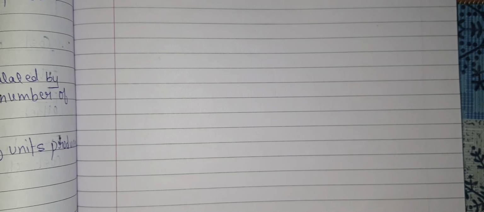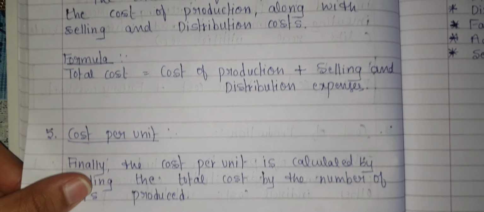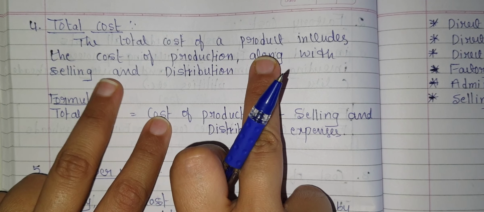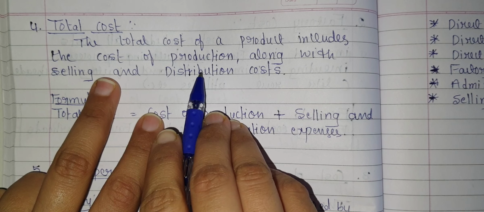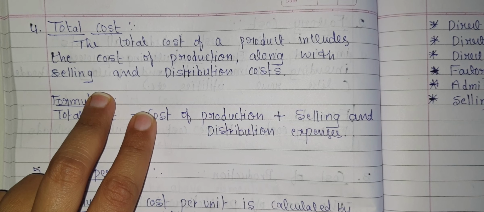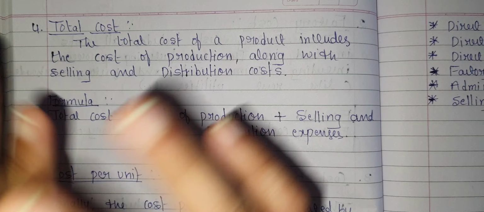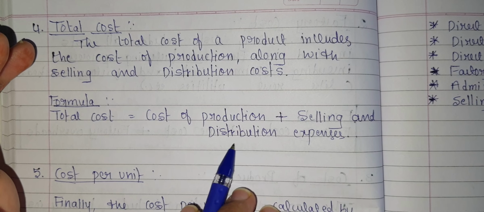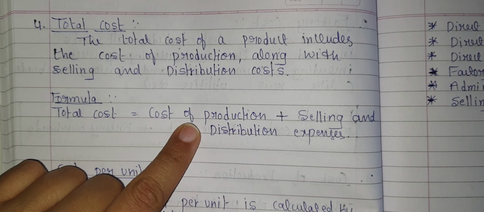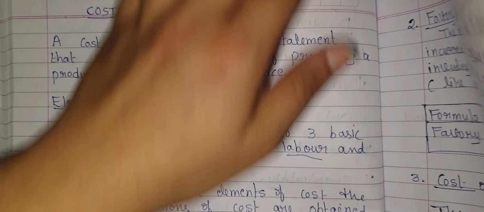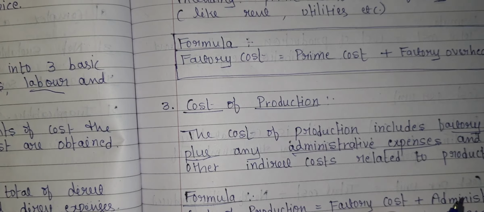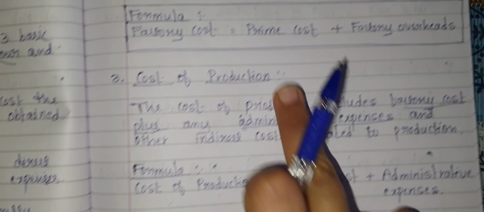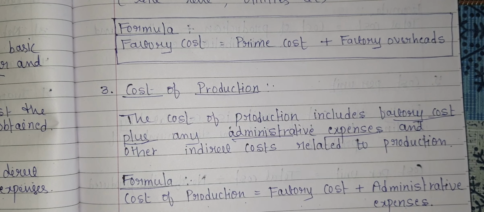Clear? Next, fourth element is total cost. Total cost, it means what? Here the total cost of a product includes the cost of production along with selling and distribution cost. See here, total cost. So the formula is cost of production plus selling and distribution expenses. Cost of production means factory cost plus administrative expenses. Factory cost means prime cost plus factory overheads.